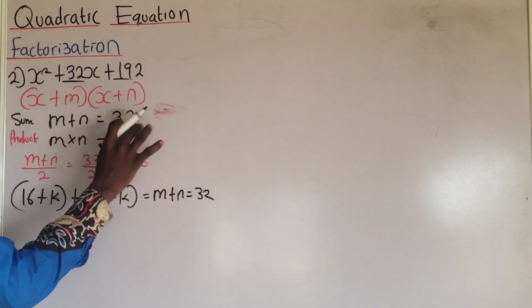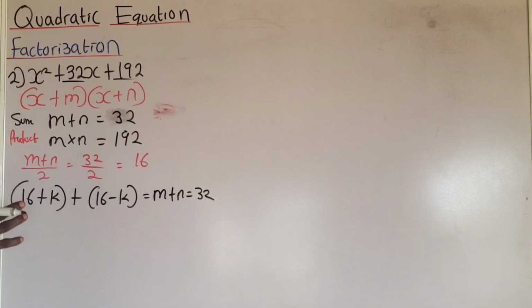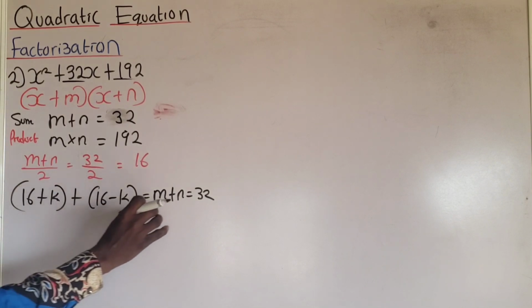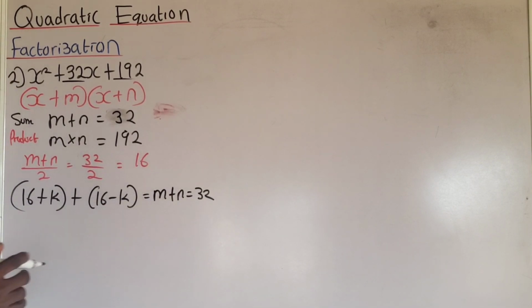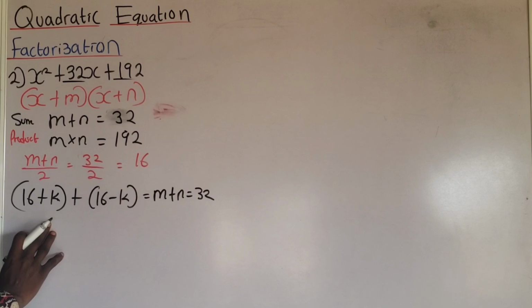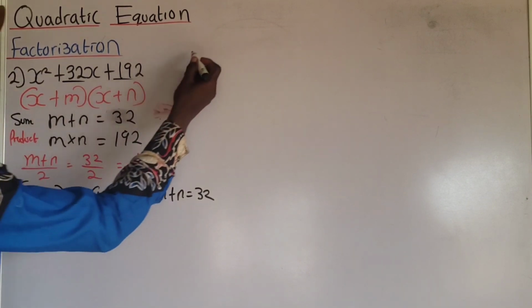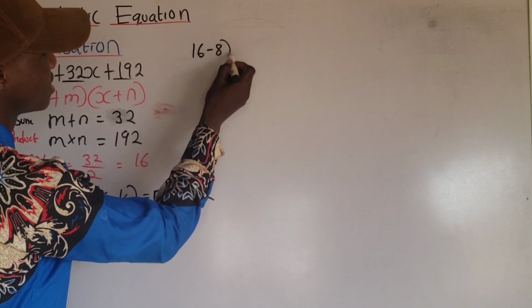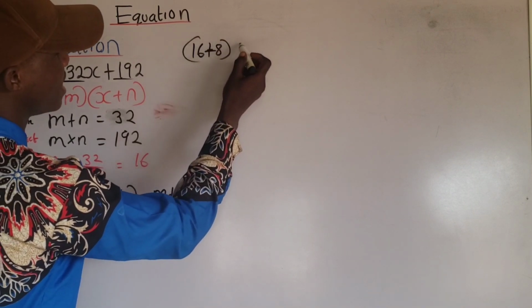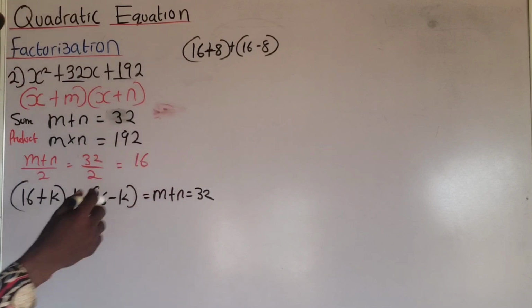You know m plus n is 32, so their sum must be equal. The sum of our increase and decrease must be equal to m plus n, which is 32. Let's say that the value of k is 8. Are you paying attention? Let's assume that the value of k is 8. We want to check if this is true. So we are going to have 16 plus 8 plus 16 minus 8. Let us check if it is equal to 32.